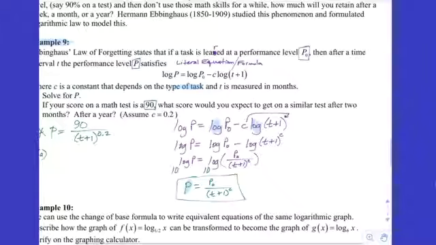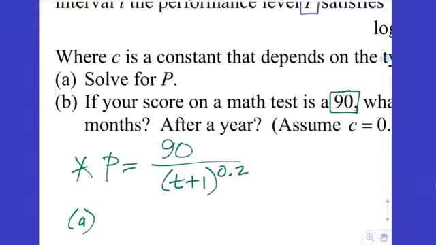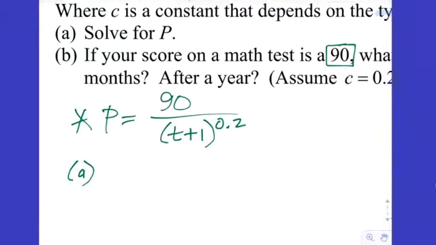It doesn't really say. So let's go ahead, and I probably should have written this in here. T is measured in months for this problem. That's something I should have written into the instructions.